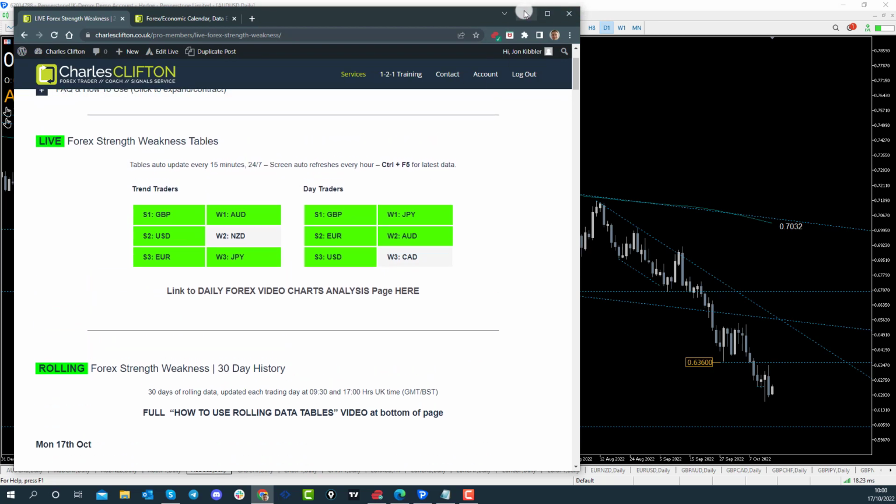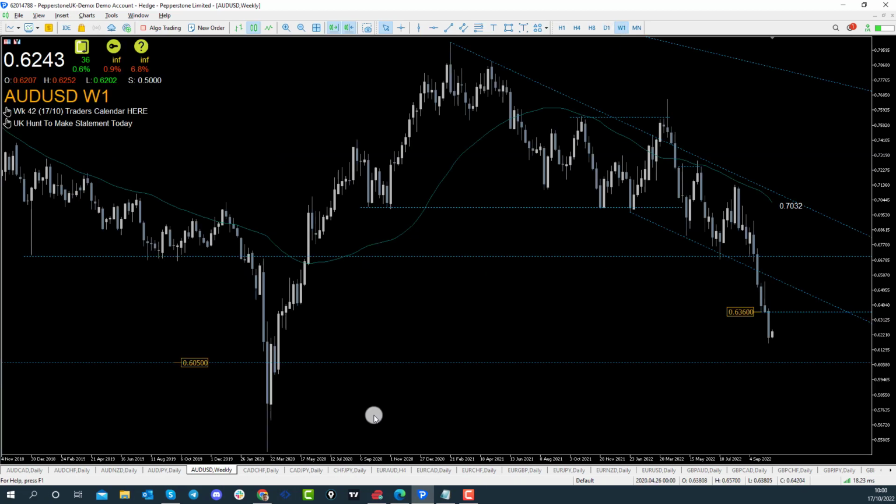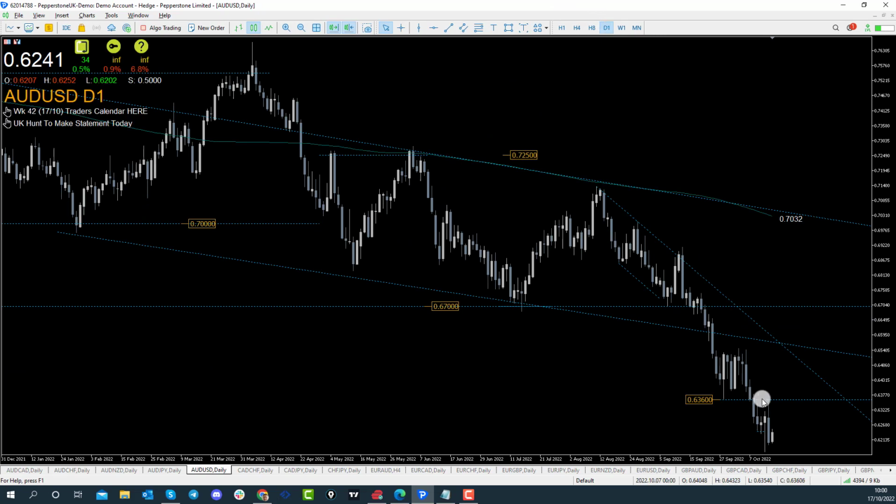So that's going to be our focus here on this pair. We're going to look to see if price will continue towards a key point of interest, because we're looking to see if price will trade to the 0.6050 handle. You can see here last week we had a really strong bearish close. We traded below the 0.6360 lows, which was just through here.